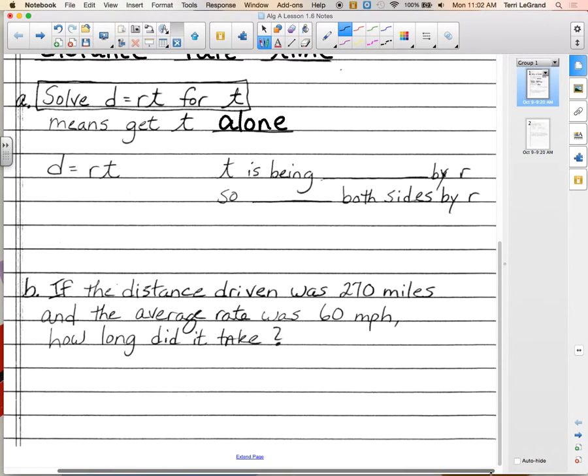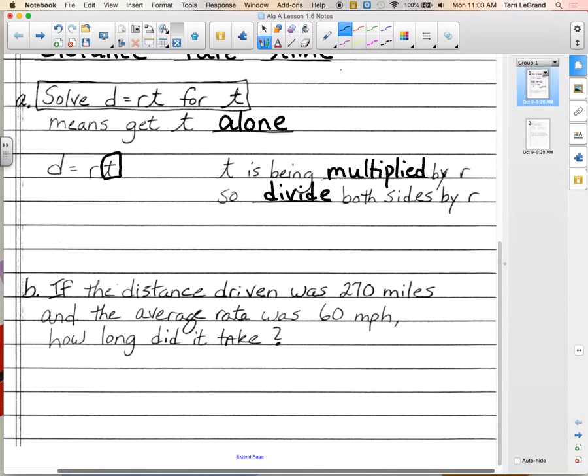I want us to fill in the blank here. T is being what by R? Multiplied. I look at the side that T is on. It's right here. That's the one we want alone. T is being multiplied by R. Remember, to get a variable alone, you have to see what's happening to it. So what are we going to have to do? Divide both sides by that R. You undo multiplying with division.